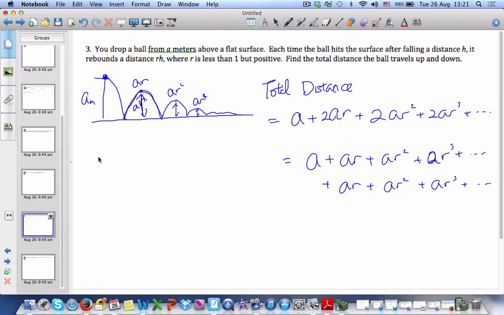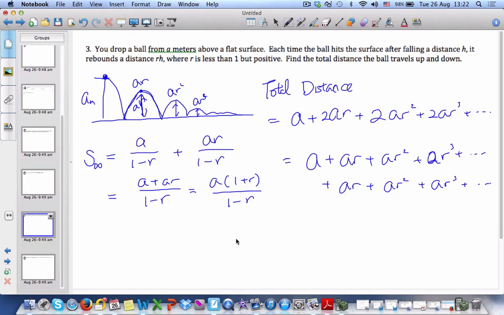So let's do that. So the infinite sum of the total distance traveled would be up here. The first term is A, so A over 1 minus R. And then I have to add this one. The first term is AR over 1 minus R. And if I combine these, I get A plus AR over 1 minus R, or A times 1 plus R over 1 minus R. Okay, so what else can we do?